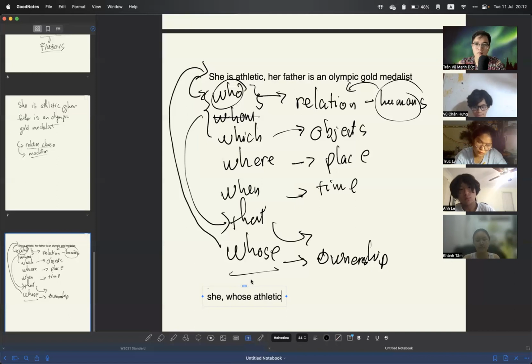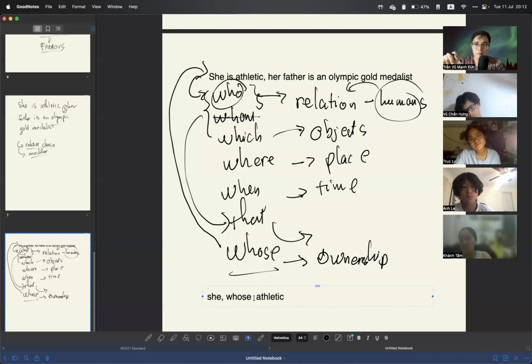So if now I say that the basic function of a relative clause is to replace the subject, how should the phrase be? How should it be phrased? She, and whose right after she is correct, because you are supporting the word she. But the latter sentence, how can you change it?